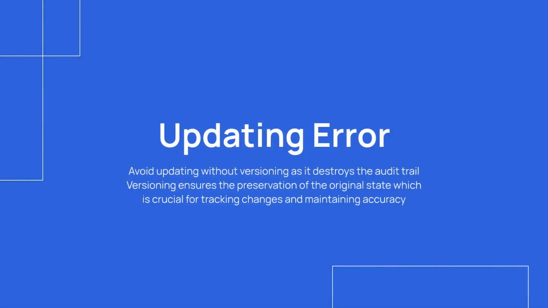Mistake 4 is updating without versioning. It destroys the audit trail. Versioning preserves the before state. This is crucial for tracking changes. Ensure every update is versioned for accuracy.